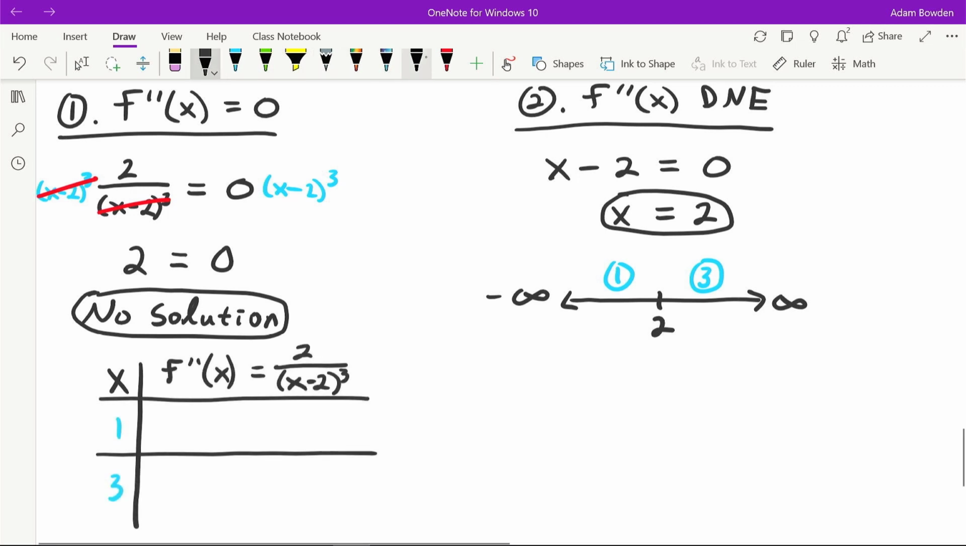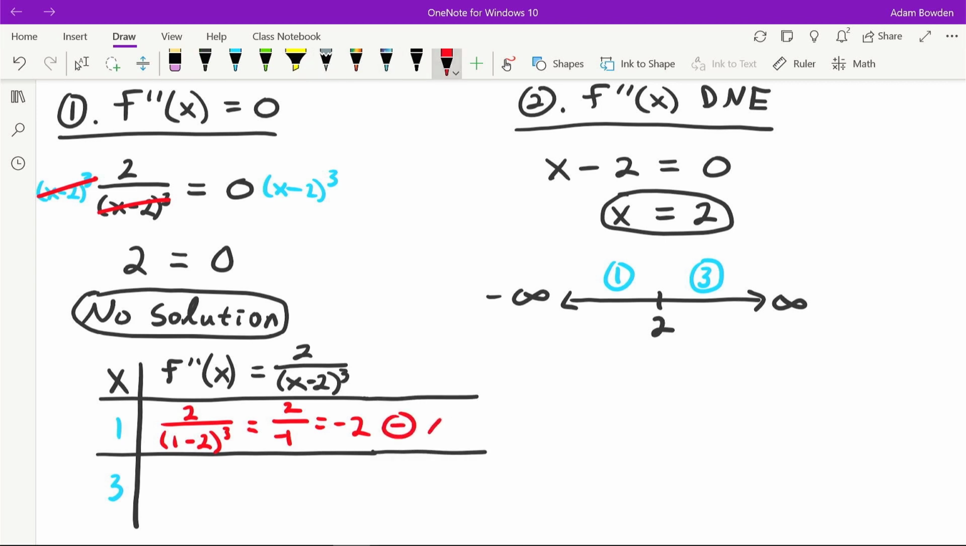If we plug in the positive 1, it would look like 2 divided by (1 minus 2) raised to the third. I came out with something that looked like 2 divided by negative 1, so negative 2 is the number we would get here. Turns out now that that's a negative number, and a negative in the second derivative means that this is concave down. If we plug in the 3, it's going to make it look like 2 divided by (3 minus 2) raised to the third, which is equal to 2 divided by 1, or in this case positive 2. Positive, concave up.